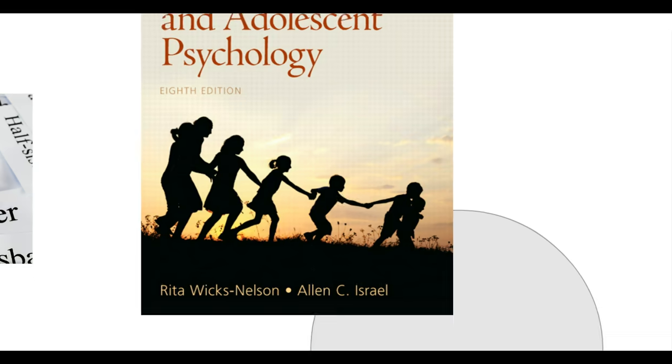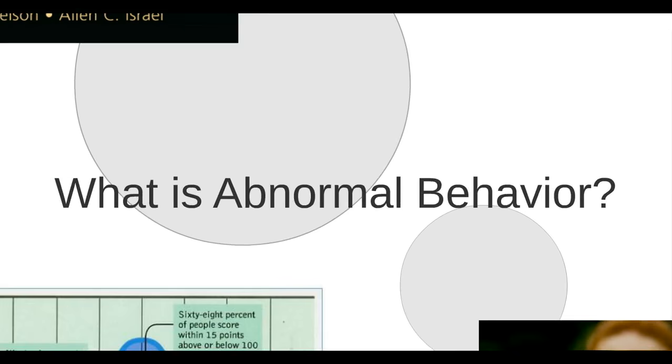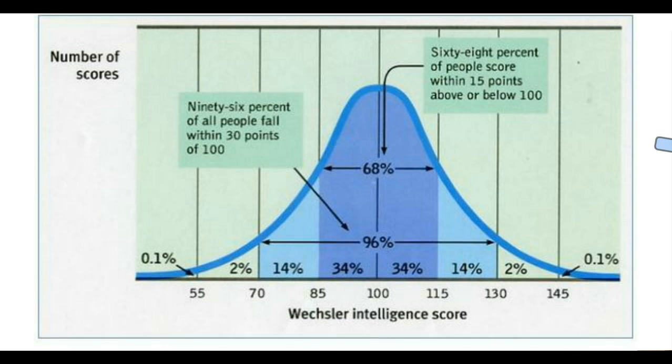So, to get started in the class, what is abnormal behavior? That's what we're really talking about with psychopathology. So how do you determine what is abnormal behavior in a child, an adolescent, or even an adult? I want you to think about that for a second. What is abnormal? Well, one way that we can look at abnormal is statistically rare.